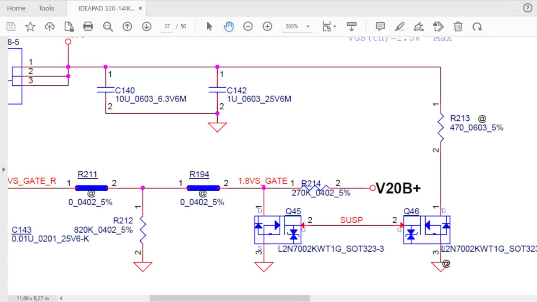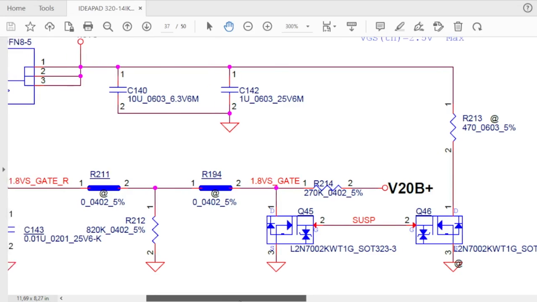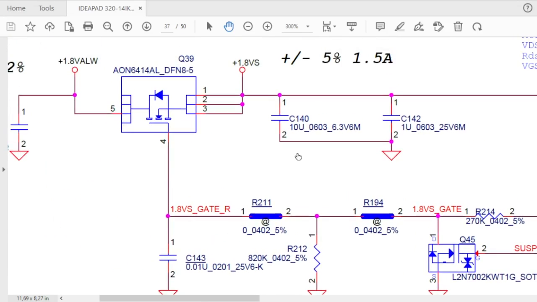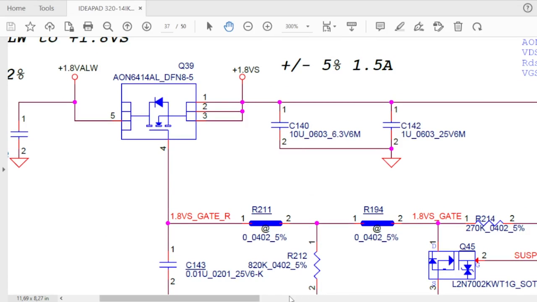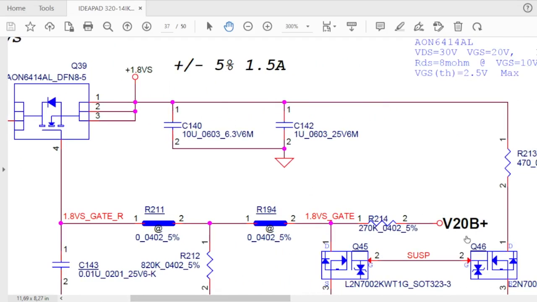We will try to replace the resistor R214, because after this gate goes to 0 volt, this point is about 0.8, same as this point. So I think the 19 volt from this point cannot supply this kit.